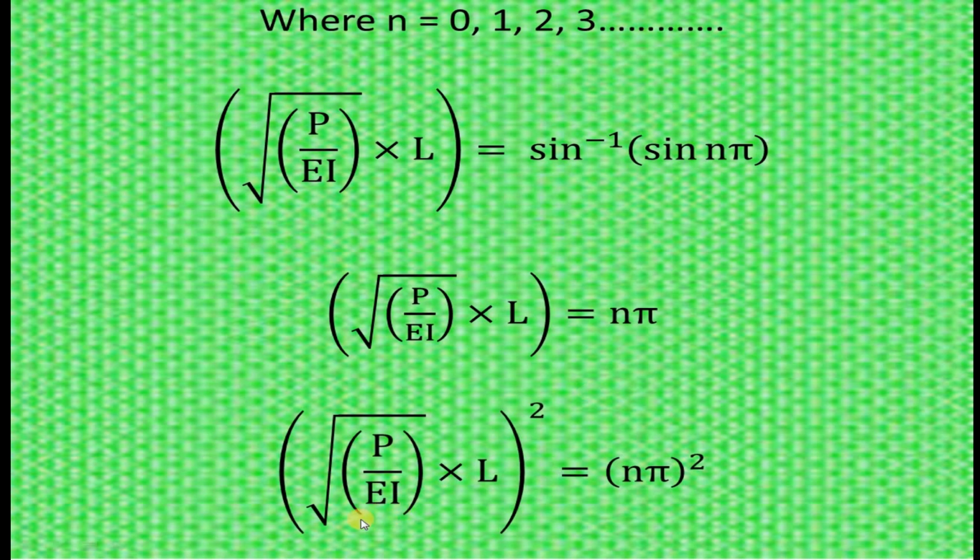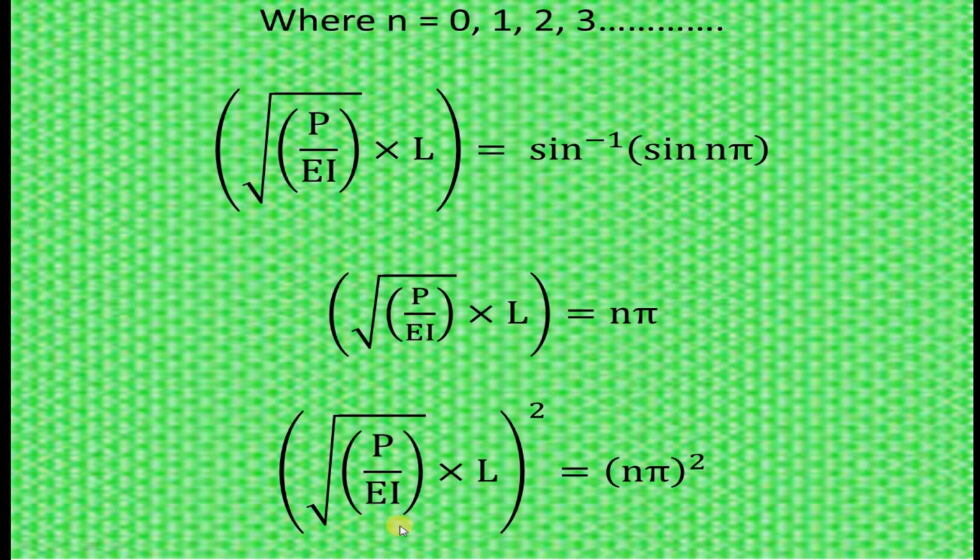So the next step will be square root of P by EI into L is equal to sin inverse of sin n pi. We know that sin inverse of sin theta is theta. So similarly, sin inverse of sin n pi will be n pi. So the next step will be square root of P by EI into L is equal to n pi. Now we will square both LHS and RHS. We get square root of P by EI into L whole square is equal to n pi whole square.